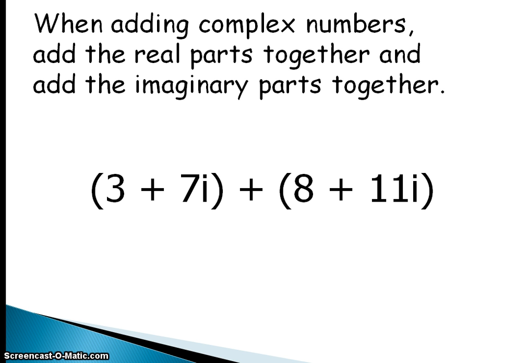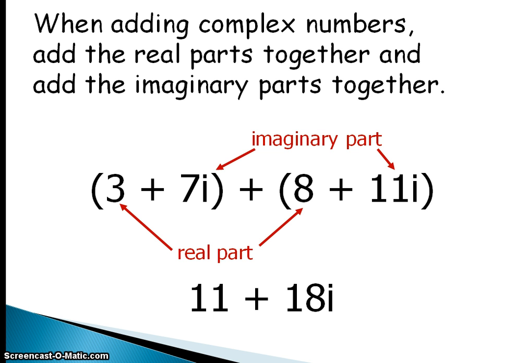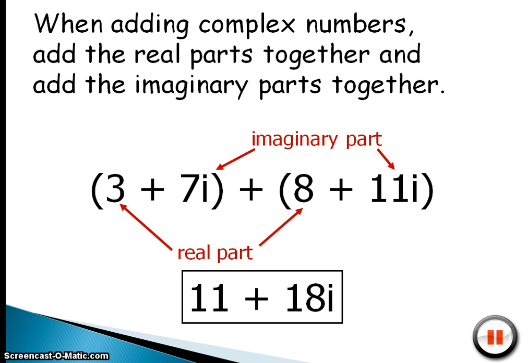Now, when you're adding complex numbers, you add the real parts together and you add the imaginary parts together. So I'm going to add 3 and 8 and get 11. And I'm going to add 7i and 11i and get 18i. Pause now and write down these instructions and this example.